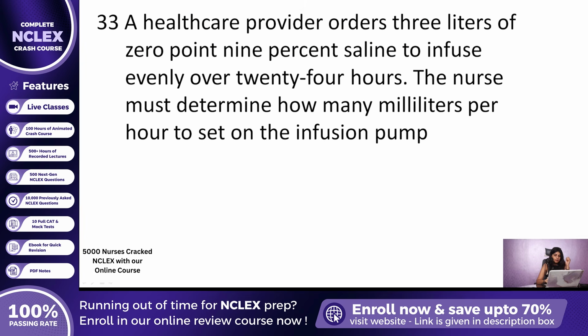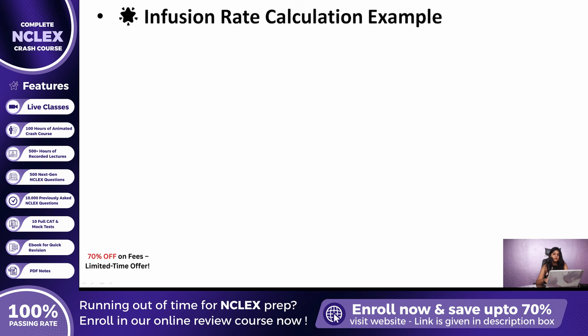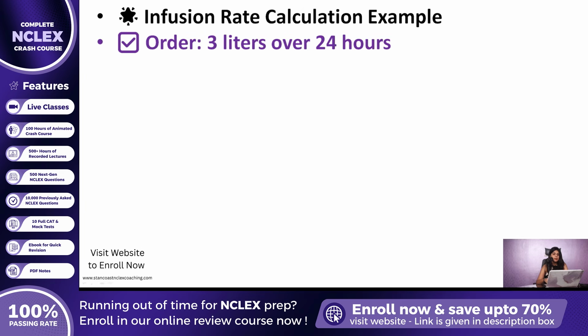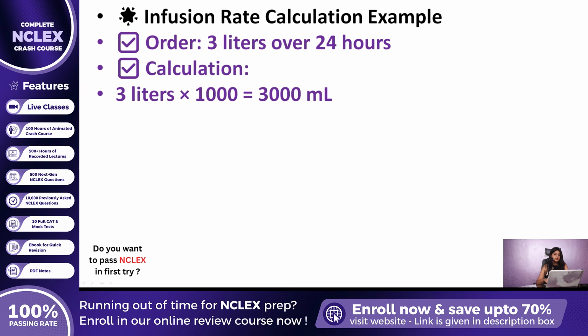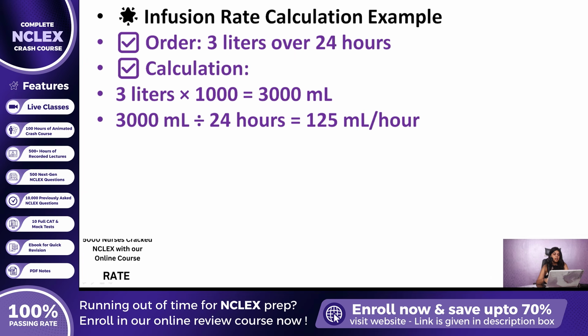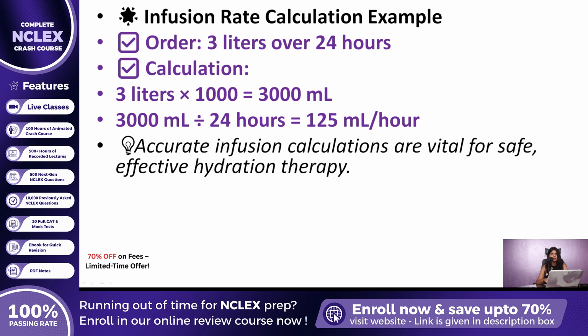Question 33. Let us now look at a dosage calculation. A healthcare provider orders 3 liters of 0.9% saline to infuse evenly over 24 hours. The nurse must determine how many milliliters per hour to set on the infusion pump. The correct answer is 125 milliliters per hour. The calculation is straightforward. First, convert liters to milliliters by multiplying 3 liters by 1,000, which equals 3,000 milliliters. Then divide this total volume by 24 hours, resulting in 125 milliliters per hour. The key point is that accuracy in infusion rate calculations is essential to ensure safe and effective hydration therapy.